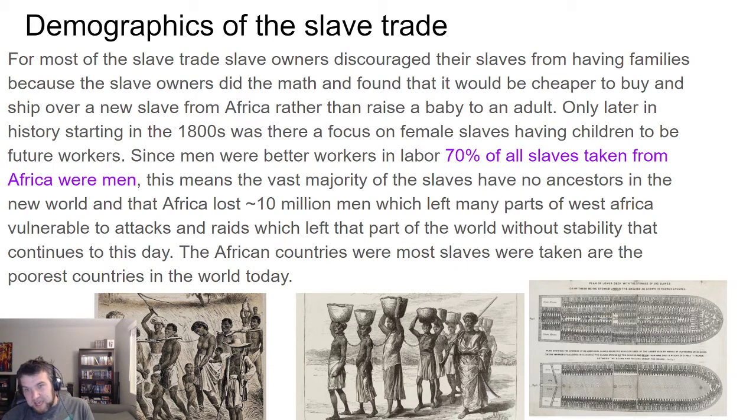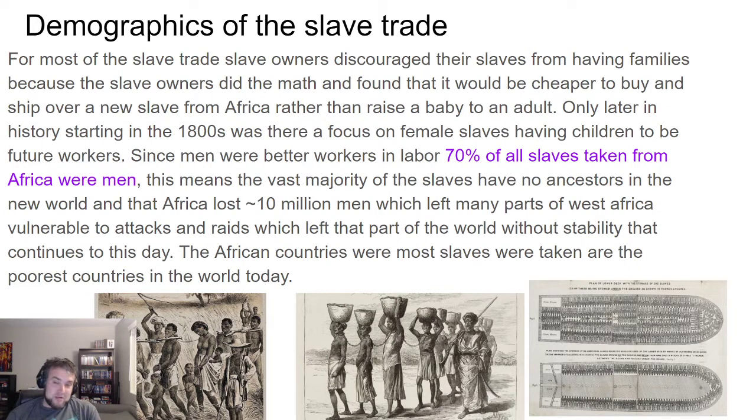send a ship to Africa loaded with guns and European goods and trade it for another human body than it is to actually raise an African child in the New World. So that's just pretty insane to me, that they discouraged reproduction in the New World. That changed starting in the 1800s, once the slave trade started to get more and more put down by some European powers.